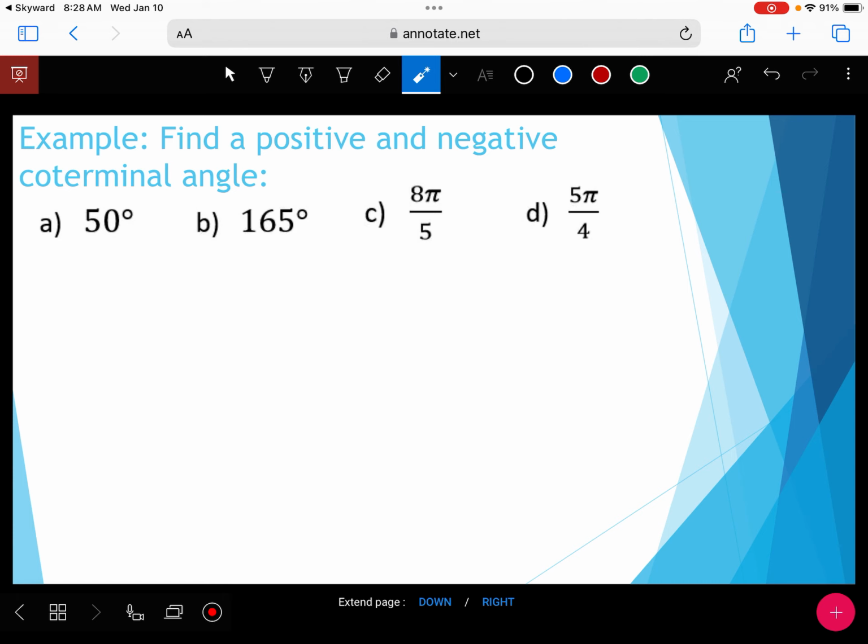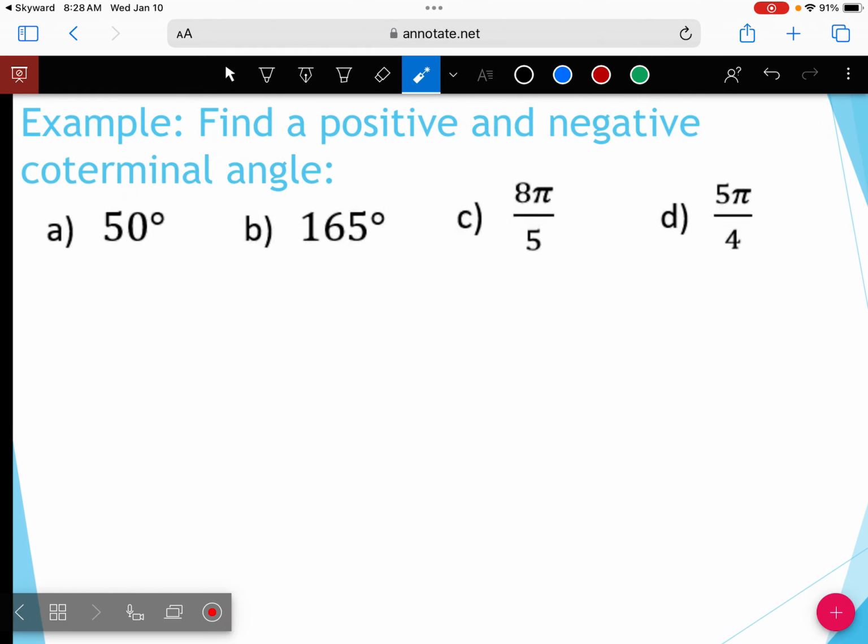Okay, so let's get started. Let's look at example A. We're going to find a positive and negative angle. So let's do the first two in degrees and the second two are in radians.